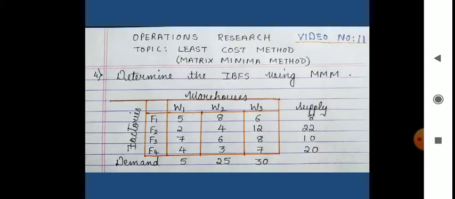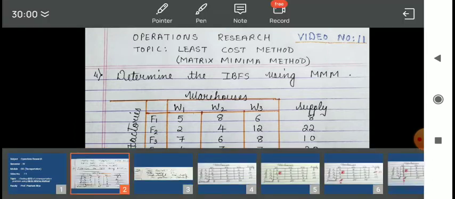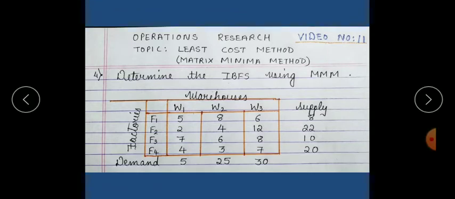The problem is like this. Determine the IBFS using matrix minima method. So they have asked us to find out the IBFS using matrix minima method. Now this is the problem that they have given here: warehouses and factories. As we already know, products or items will move from factories towards warehouses. So from is always on the left hand side and to is always on the top.